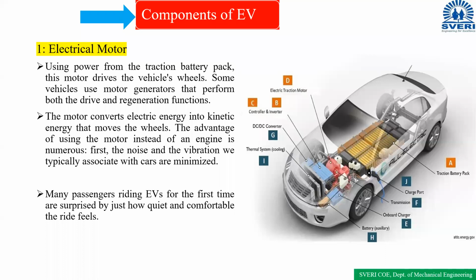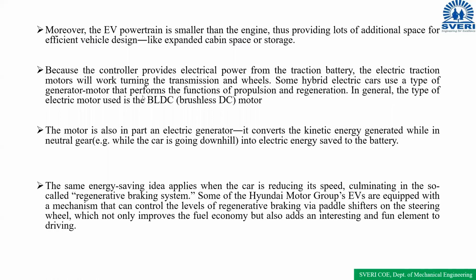That is one of the main advantages of the electric vehicle, because noise pollution is not there and it will start smoothly and stop very smoothly. And moreover, the electric vehicle's powertrain is smaller than the engine, thus providing lots of additional space for efficient vehicle design, like expanded cabin space or storage. So this is one more advantage of electric vehicles.